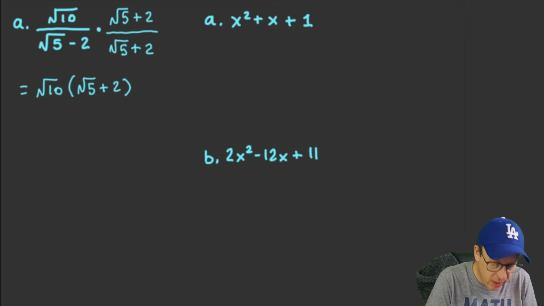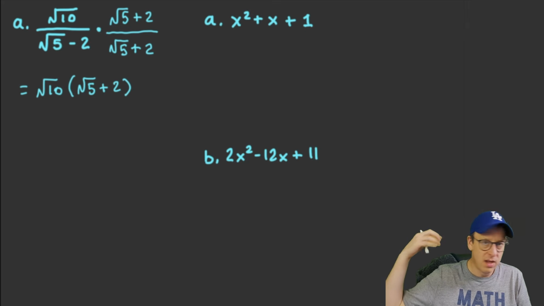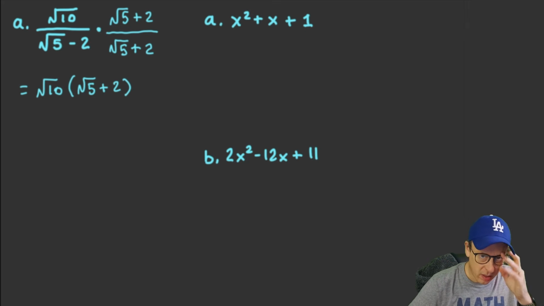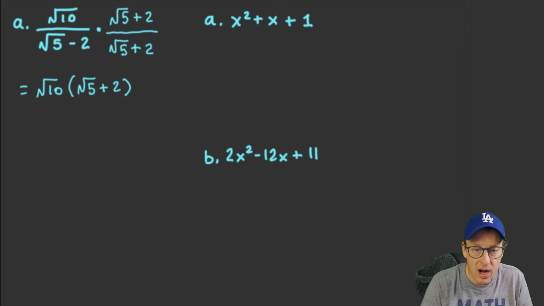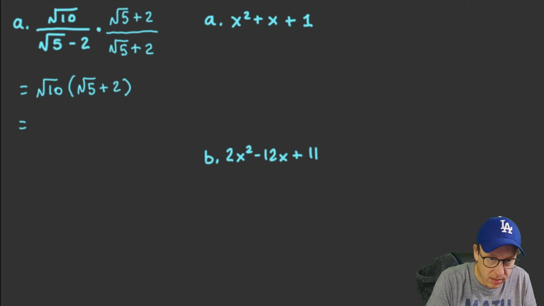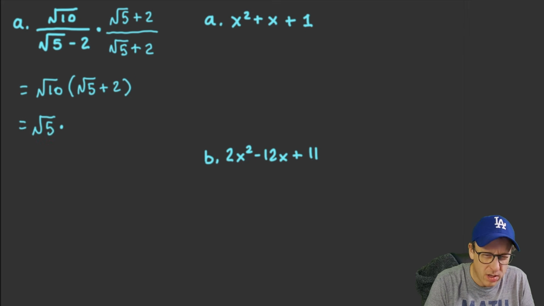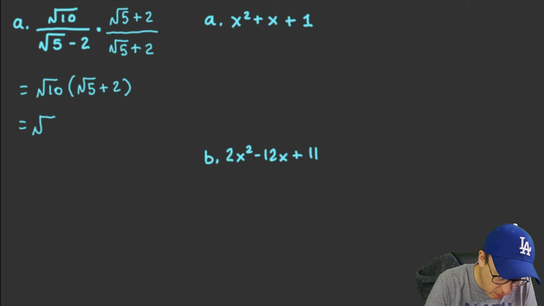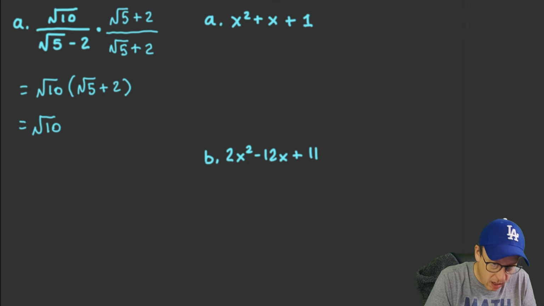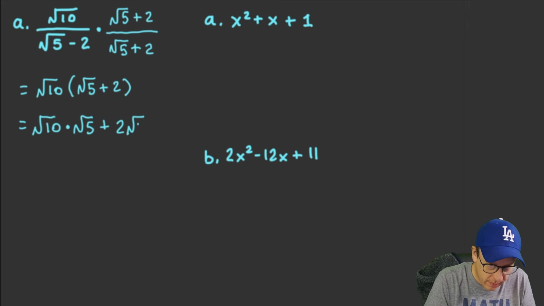Just showing how to solve all these pre-calculus problems from this mammoth calculus book that we have here. All right, so our denominator is going to cancel out in this circumstance. This is going to give us square root of 10, square root of 10 times square root of 5 plus 2 square root of 10.